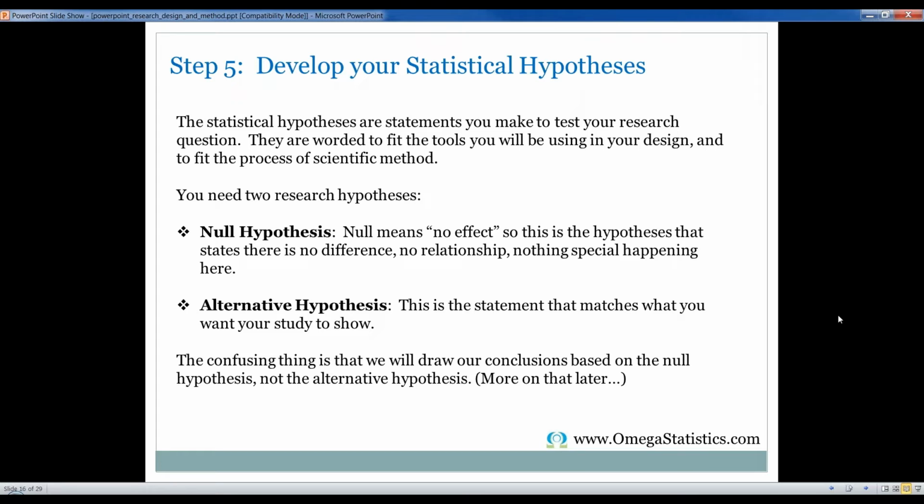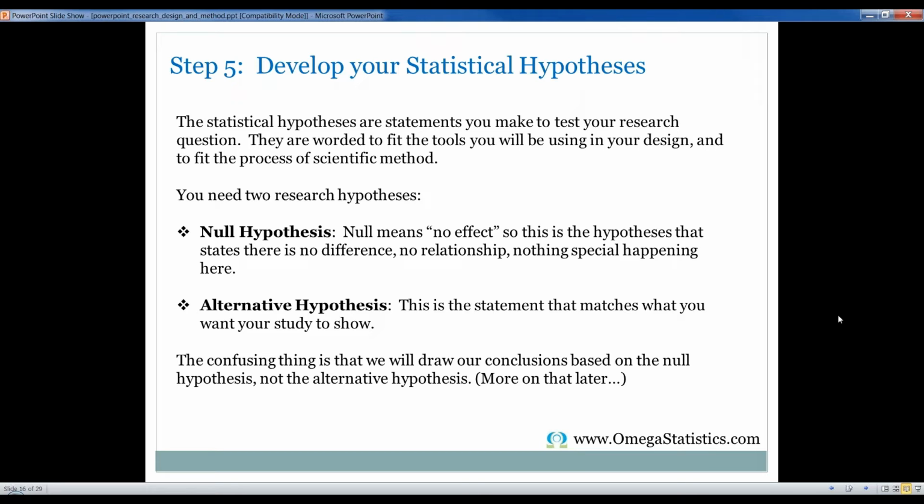Okay. The alternative hypothesis is what we want, right? It's what we want to see. We want to see a difference between genders, maybe on well-being, or we want to see an association between roosters crowing and the sun rising. So that's going to be our alternative.